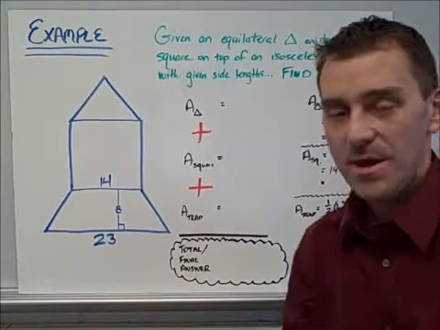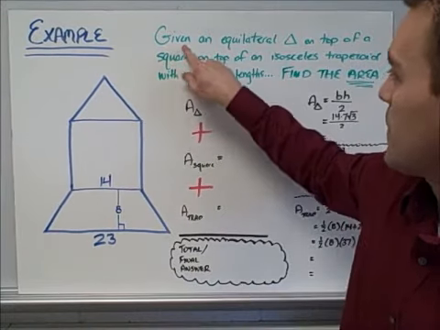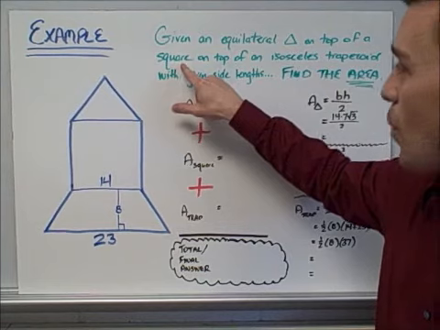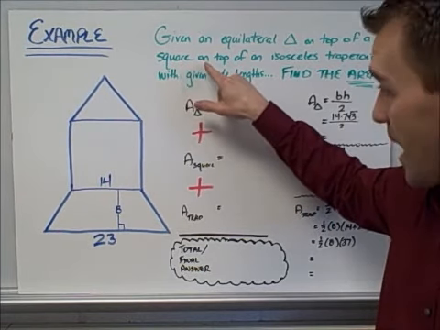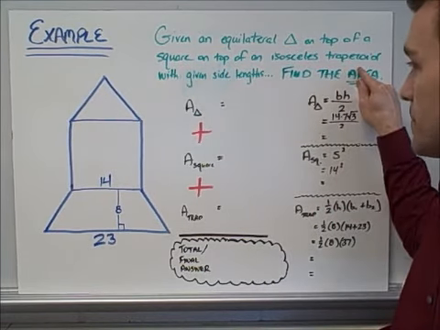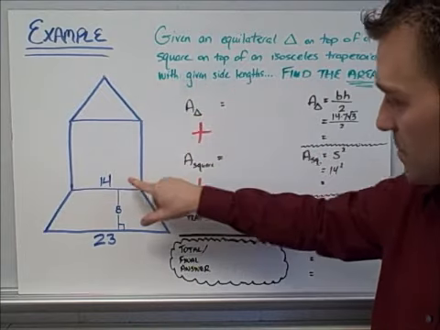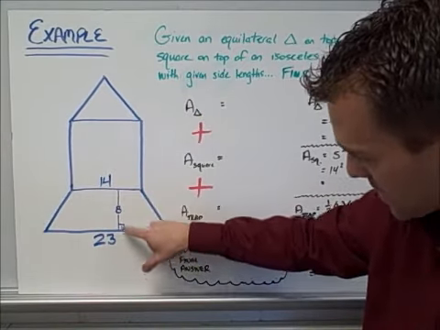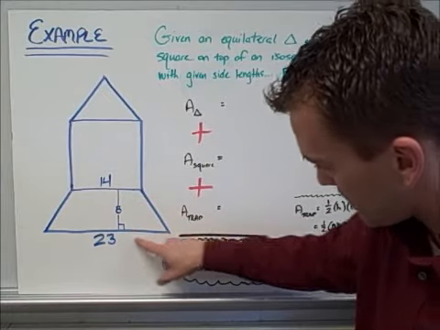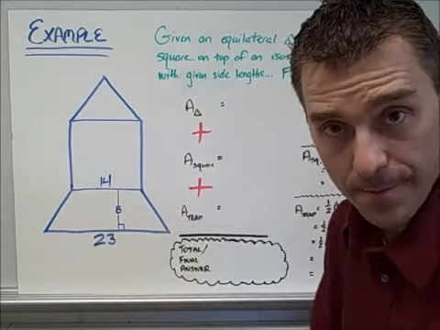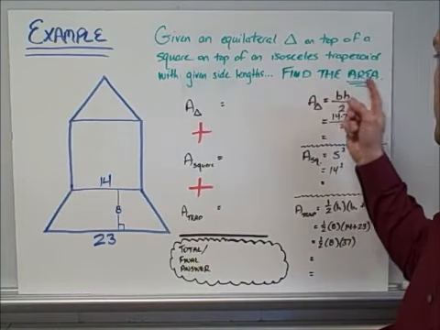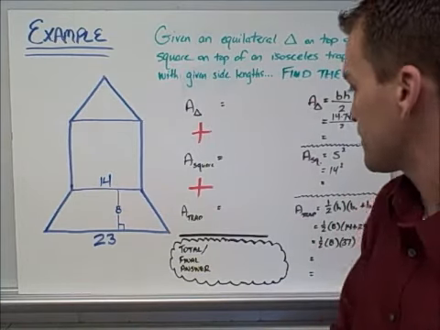Check this picture out. Here's our question. Given an equilateral triangle on top of a square that's also on top of an isosceles trapezoid with the given side length. This distance here is 14. The height of the trapezoid down here is 8. And the base down here is 23. That's all we know. The question is to find the area of everything.